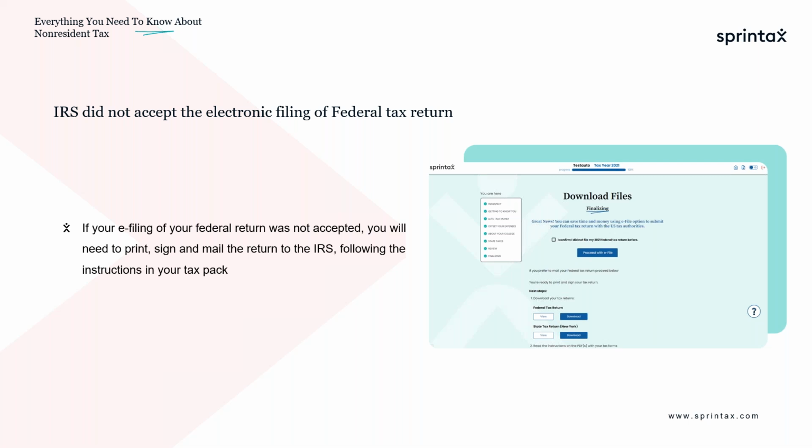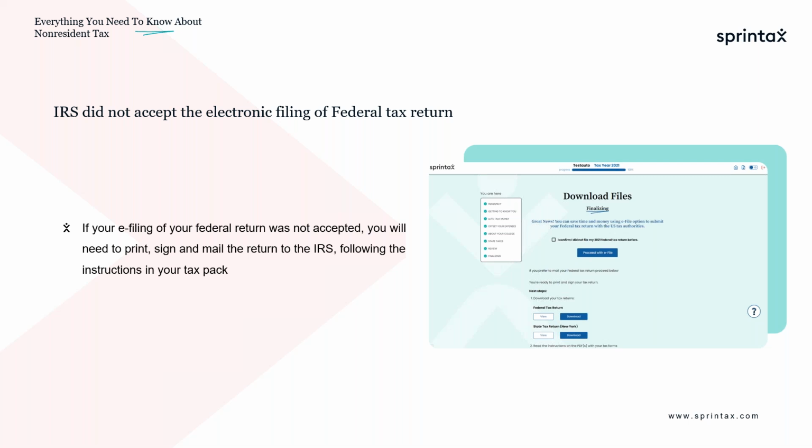The next question is coming from our How to E-File Your US Non-Resident Federal Tax Return with Sprintax video, and it states, the IRS did not accept the electronic filing of my tax return. Unfortunately, this can happen. If your e-filed return is not accepted, you will need to print, sign, and mail your federal return to the IRS.